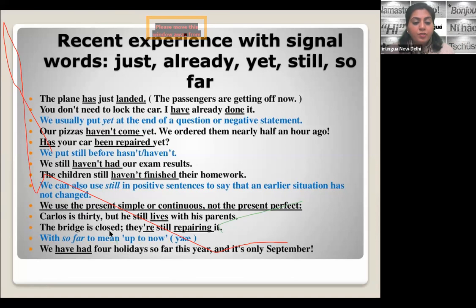The bridge is closed. They are still repairing it. This shows that the repairing is not complete, even till now.